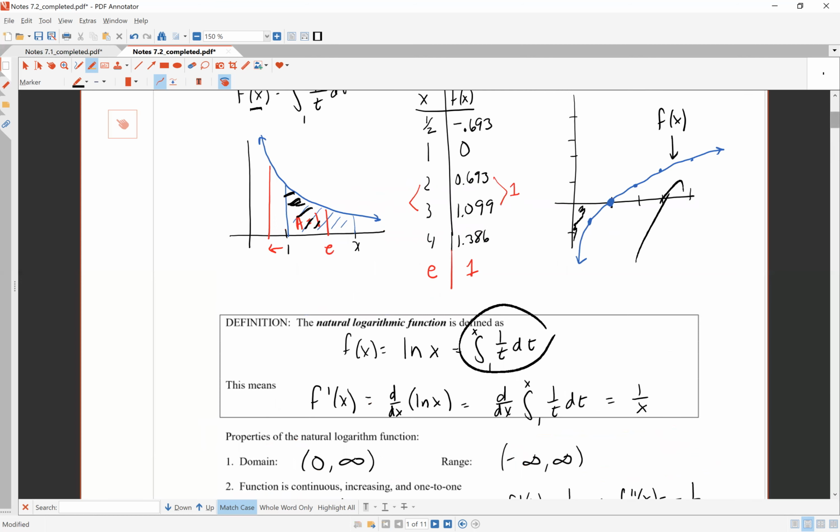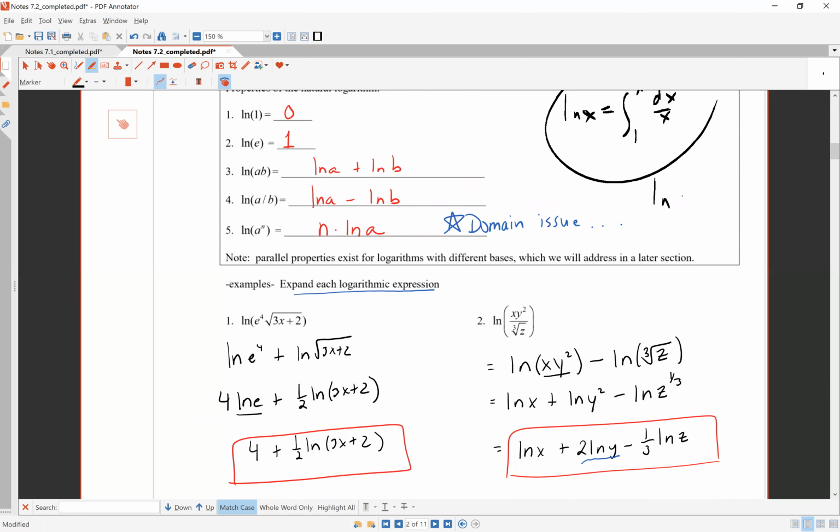So we know the natural log of e is just 1. That's this property right here. And so let's just expand this. We'll use the product rule, the natural log of a times b, which is true for any logarithm. It's the log of e to the 4th plus log of the square root of 3x plus 2. We're going to try to reduce this as much as possible.